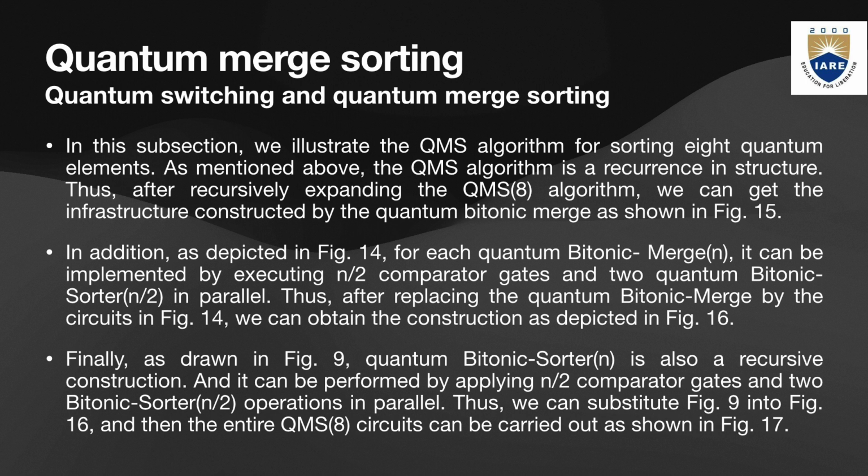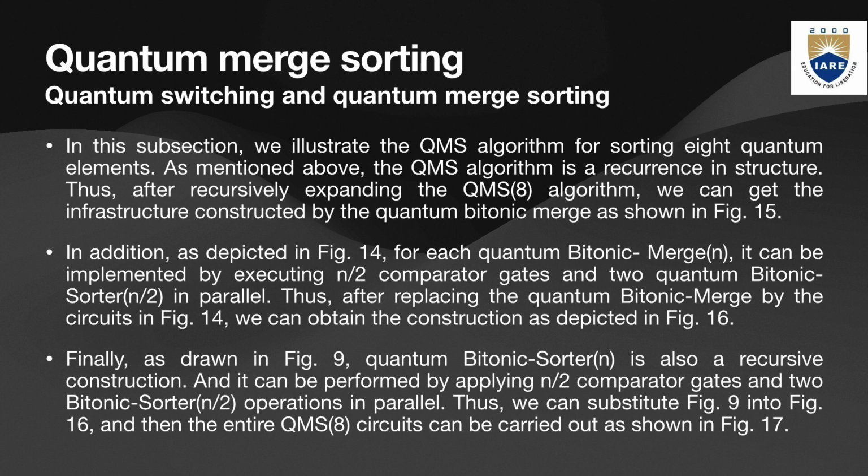In addition, as depicted in figure 14 in the previous slide, each quantum Bitonic merge can be implemented by executing n by 2 comparator gates and two quantum Bitonic sorter n by 2 in parallel. Thus, after replacing the quantum Bitonic merge by the circuits in figure 14 in the previous slide, we can obtain the construction as depicted in figure 16.